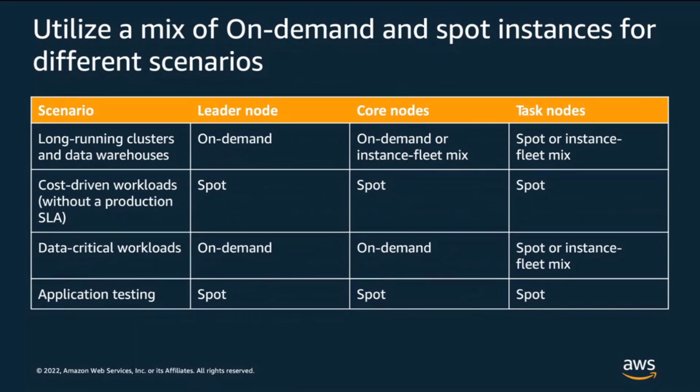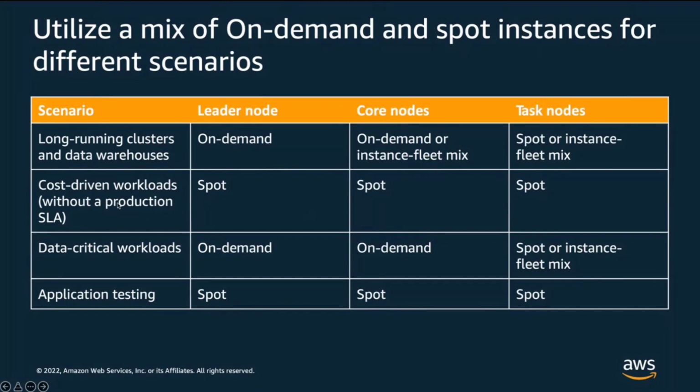Generally, this is a mix of on-demand and Spot instances we provided to the customers. If we have three types of node: leader node, core nodes, and task nodes, and you have long-running clusters and data warehouses, then because these are critical loads, on-demand is definitely preferable for the leader node. But for core nodes, it can go with an on-demand and instance fleet mix. And for task nodes, definitely a Spot and instance fleet mix, because if a task node is gone, there is no problem. But for core nodes, you should have some compute capacity left.